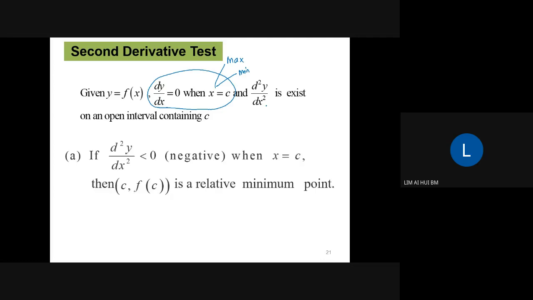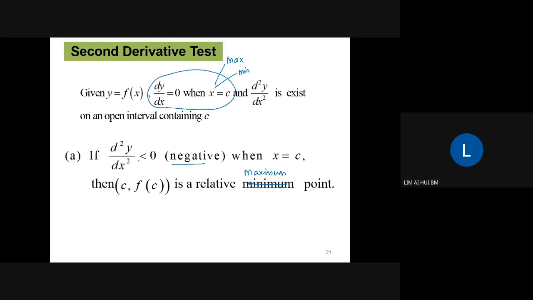Dan second derivative test lebih senang nak faham lah. Okay, you get your dy dx equals to 0. From here you selesai. You solve for x and then you got x equals to c. You know that the stationary point happens when x equals to c. And then you do not know whether this x equals to c is a relative maximum or relative minimum. You check with the second derivative test. You find the d2y dx2. Cari d2y dx2. Kalau d2y dx2 itu adalah negatif, maka ini adalah maximum. Tolong buat correction. Ini adalah maximum point.